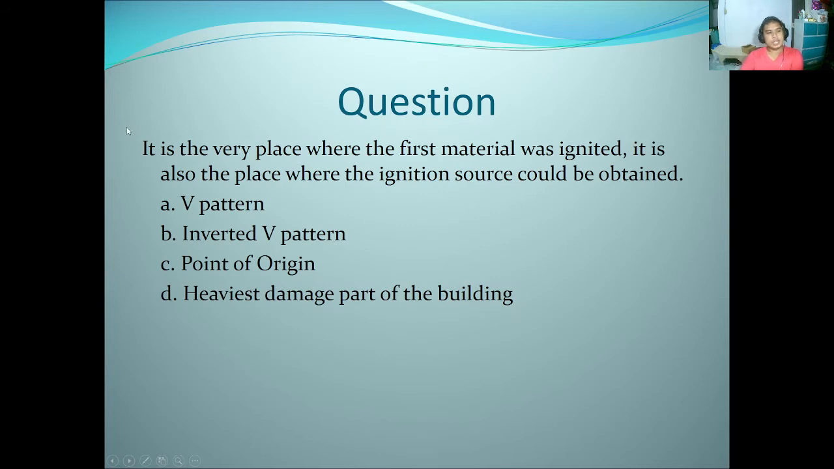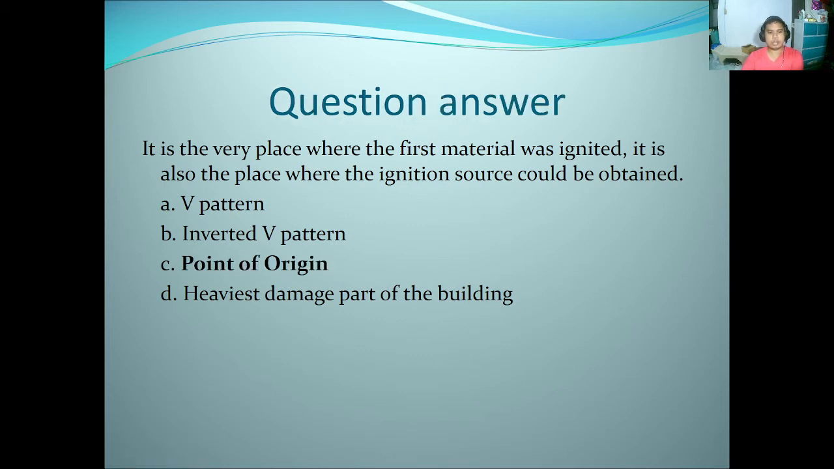Question, guys: it is the very place where the first material was ignited. It is also the place where the ignition source could be obtained. A. V pattern, B. Inverted V pattern, C. Point of origin, or D. Heaviest damage part of the building. The answer for this is point of origin.